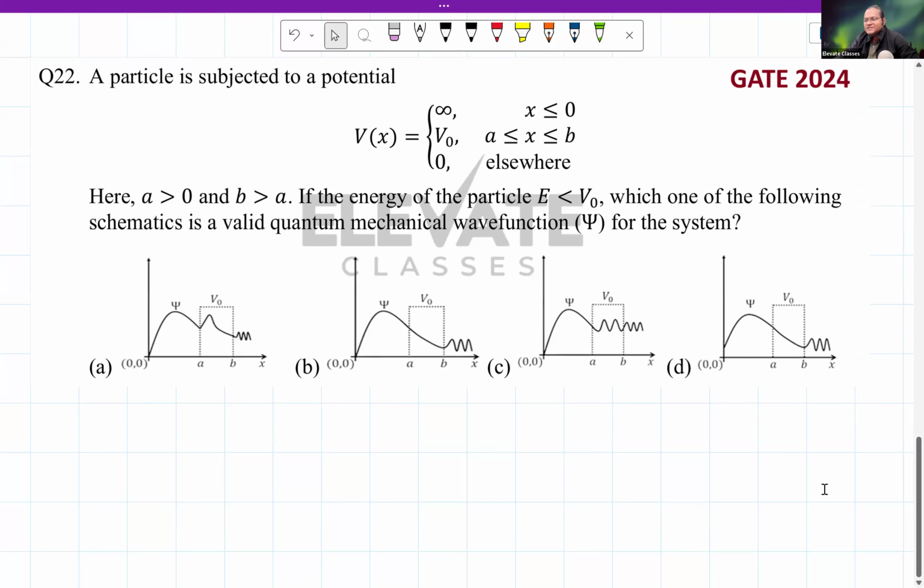A particle is subjected to a potential which is V(x) equal to infinity at x less than or equal to 0, V naught from A to B, and 0 elsewhere. If A is greater than 0, B is greater than A.